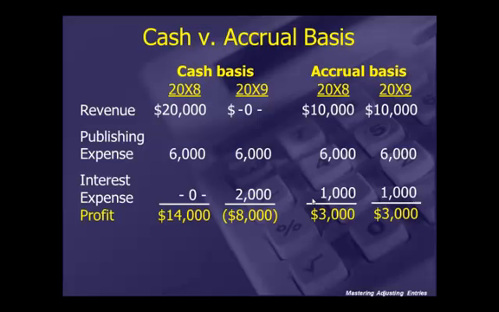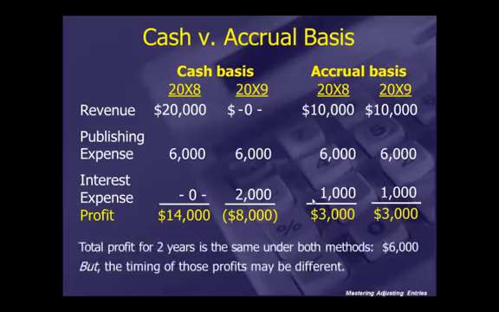When you look at the profit, cash basis shows in 2008 $14,000 profit. Huge. But in 2009, a loss of $8,000, whereas 2008 and 2009 under the accrual basis each have 3,000. If you add that together, you find that accrual basis 3,000 and 3,000 adds up to 6,000. Under cash basis, the 14,000 less the 8,000 is 6,000. So it's the same. The total profit for 2 years is the same under both methods. What we have is the timing of those profits that are showing up different.